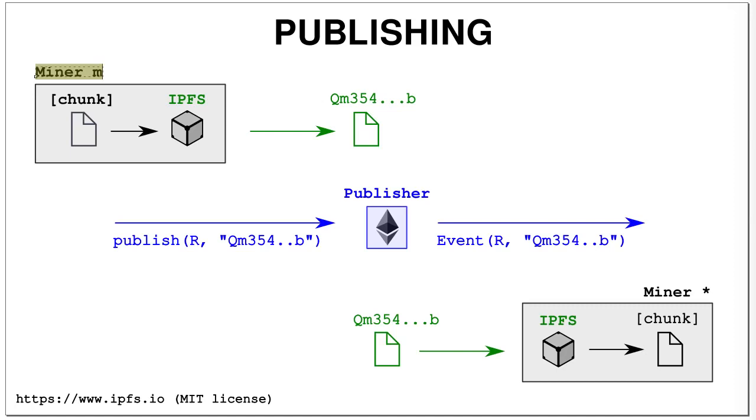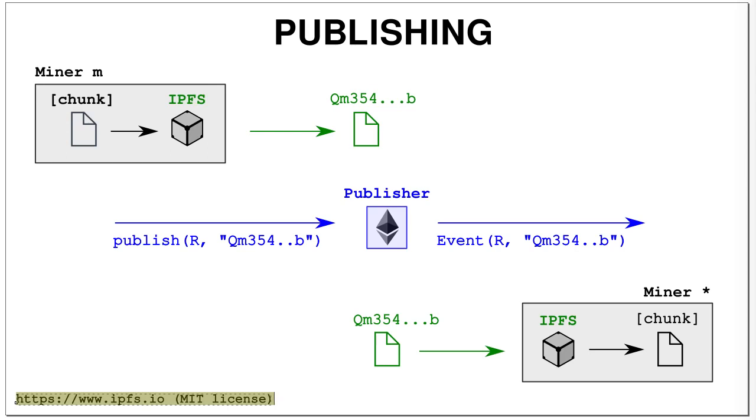Let's say that miner M is publishing a chunk. The miner has to do two things. First, it adds the chunk to IPFS, which means Interplanetary File System. IPFS is a separate open source project available under the MIT license.